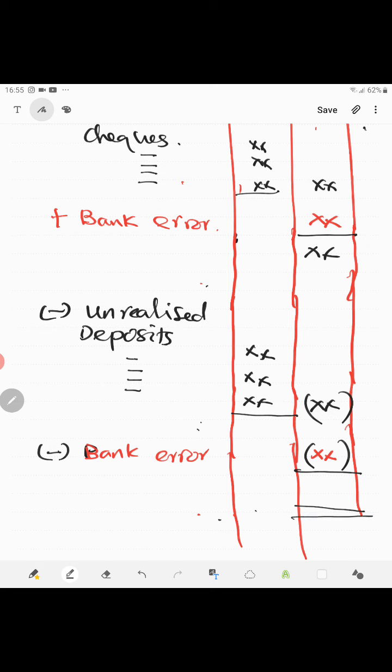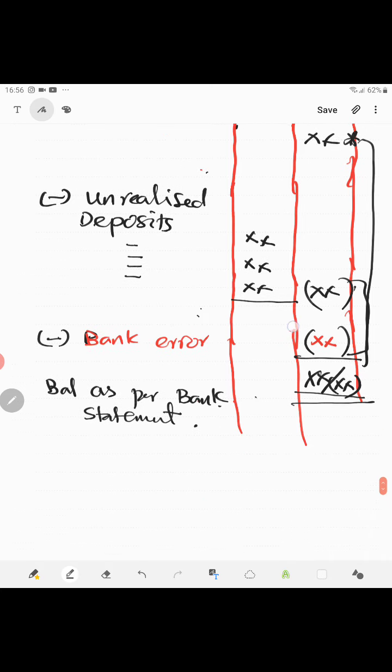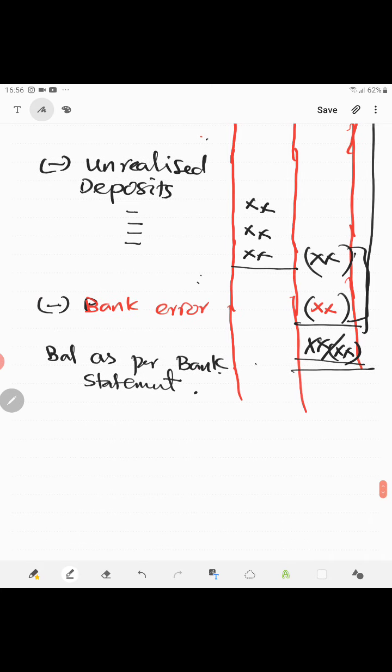Now, the answer I get from this total and the total of this, either a plus balance or a minus balance, is known as balance as per bank statement. This can be a favorable balance or an adverse balance.